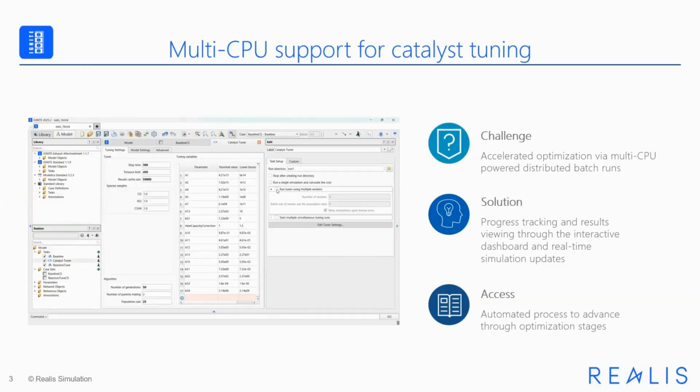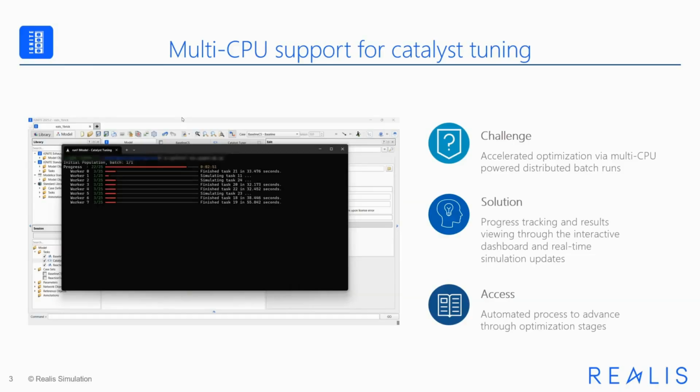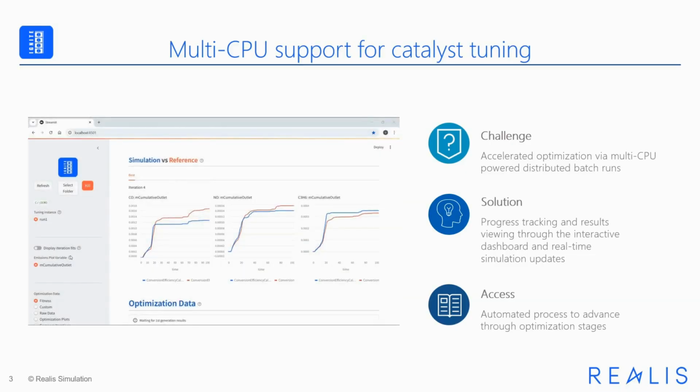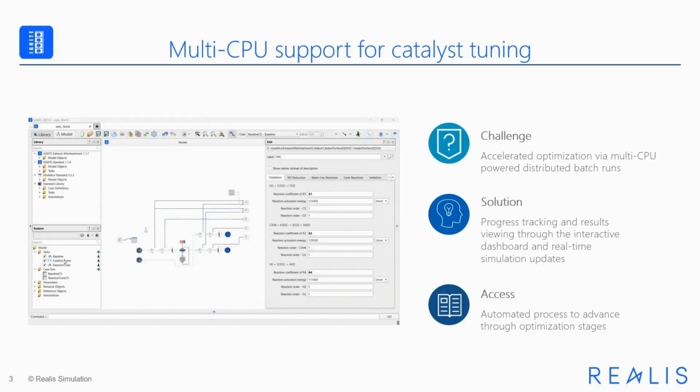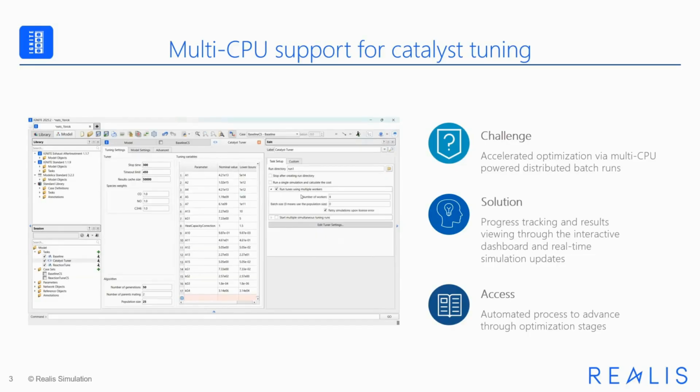So let's take a closer look at the first of the two big improvements, multi-CPU support for catalyst tuning. This is something a lot of users have been asking for, and it makes a real difference in day-to-day optimization work. The challenge, as may be known, is that optimization normally means running a lot of scenarios. Traditionally, those batches would run one after the other, which slows down the whole tuning process, especially when exploring a wide parameter space. With 2025.2, all of that can now be run in parallel across multiple CPUs.